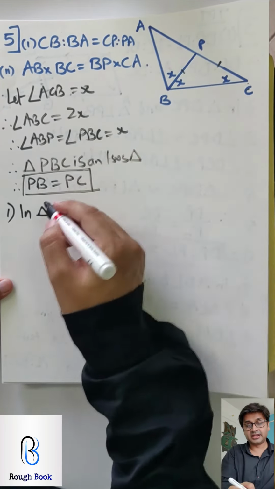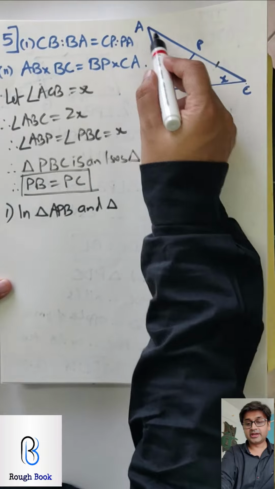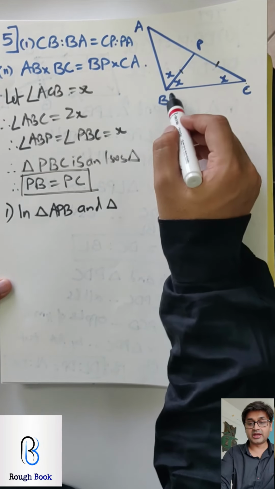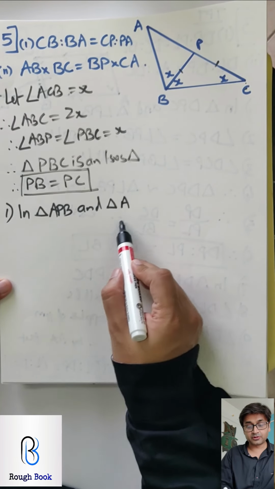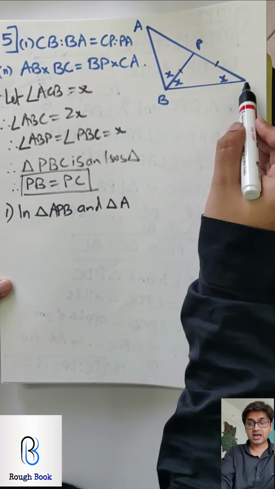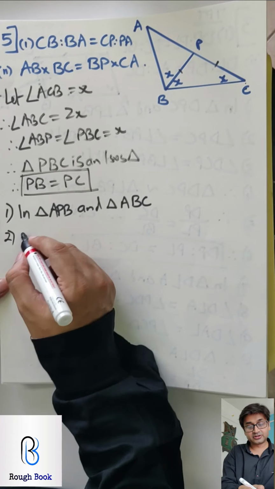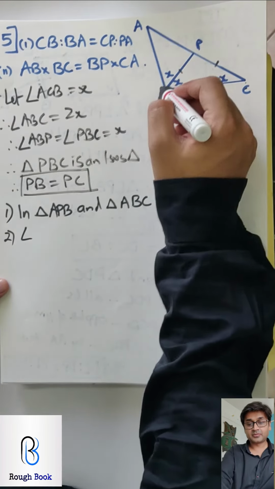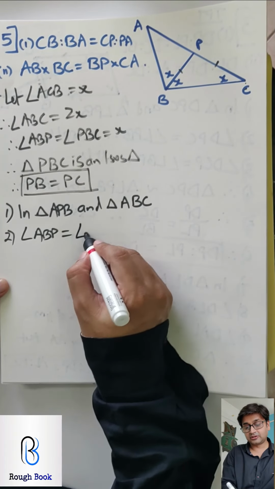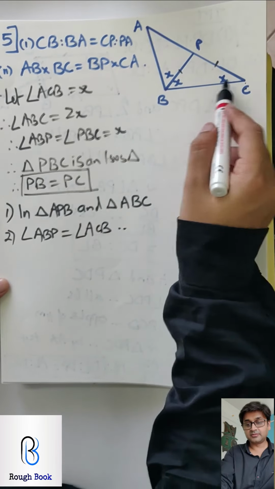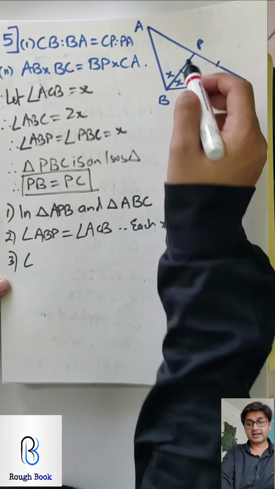So I will start with the triangle APB and triangle ABC. Now APB: for A I'm going to write A. For B I'm going to write C. For P I'm going to write B. So this is going to be ABC. Are you getting it? Now how are you going to write it? So step 1, I will say angle ABP, first, last, second, equals ACB, each x. So we are sorted with this. Then I will say angle BAP.